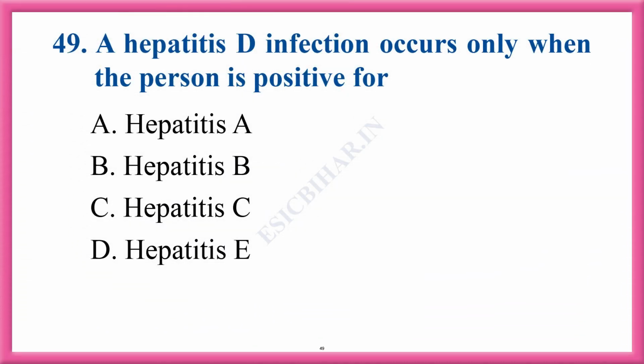Question 49. A hepatitis D infection occurs only when the person is positive for A. Hepatitis A, B. Hepatitis B, C. Hepatitis C, D. Hepatitis E. And the answer is B. Hepatitis B.